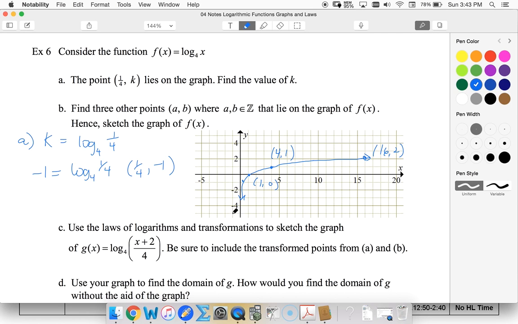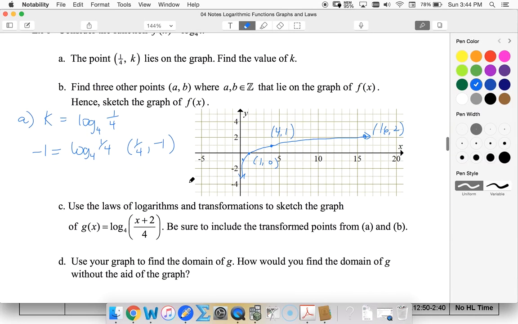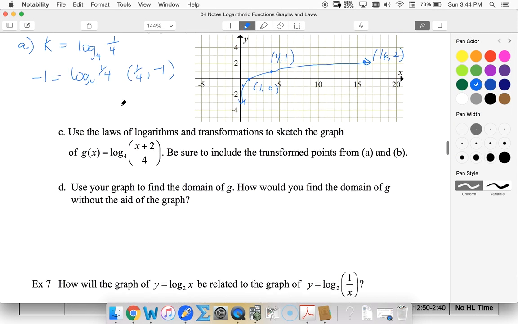1, 0. All right, use the laws of logs and transformations to sketch this graph. So I know that my division means subtraction. So I'm going to come down here for C. G of x is log base 4 of x plus 2 minus log base 4 of 4. Well, log base 4 of 4 is just 1. There's nothing I can do to split this up. I can split up products but not sums.